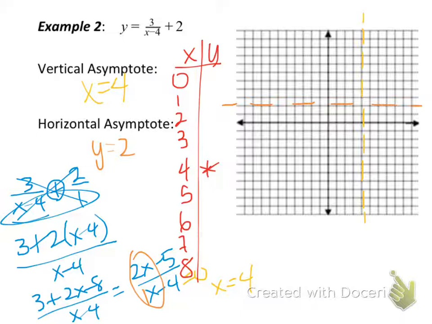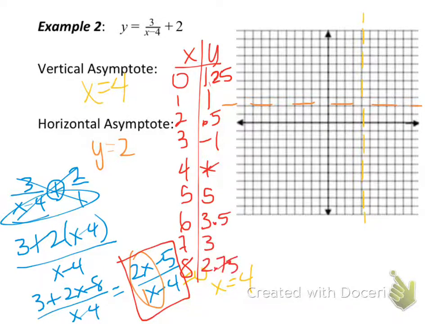You can either plug those into the original equation or this new one that we had after we combined it into one fraction. When I plug in 0, I get 1.25. Plugging in 1, and 2, and 3. Again, if I were to plug in 4, I would get 0 on the denominator. I can't divide by 0, and even your graphing calculator won't graph anything there. And then again, plugging in 5, 6, 7, and 8. Plugging those points in, plotting them, and then sketching the curve along those asymptotes, we get that that's what our curve looks like.